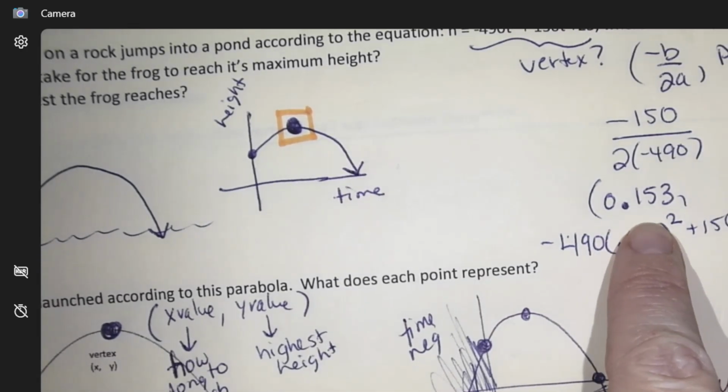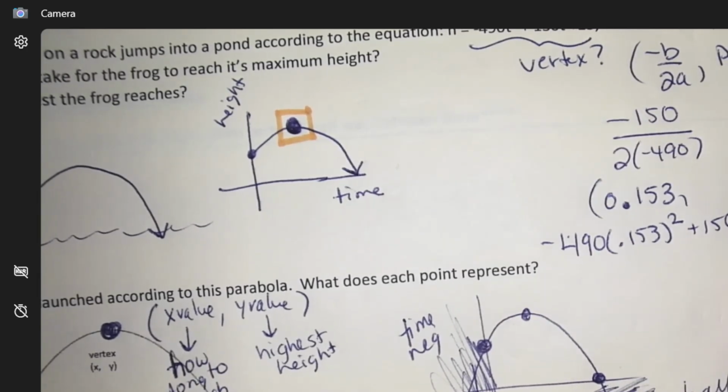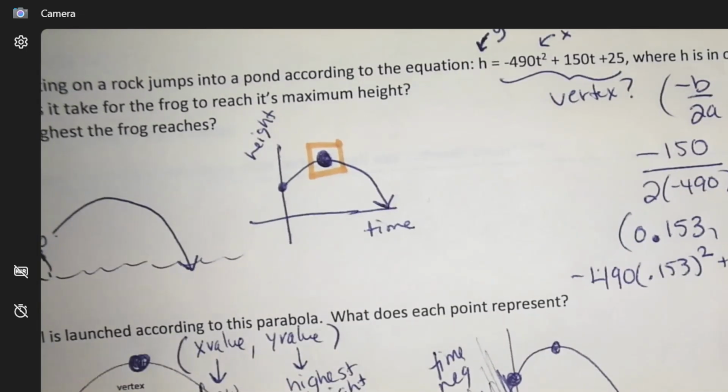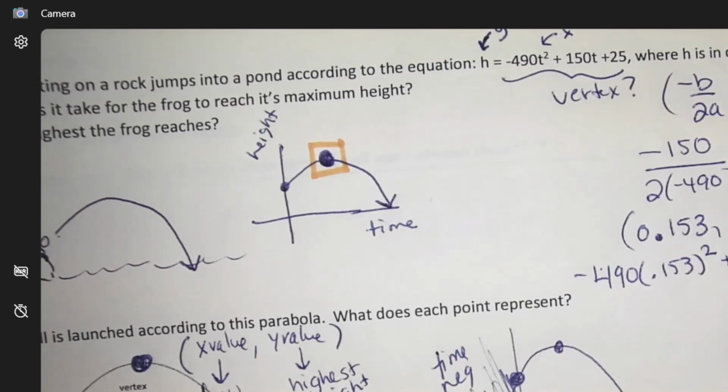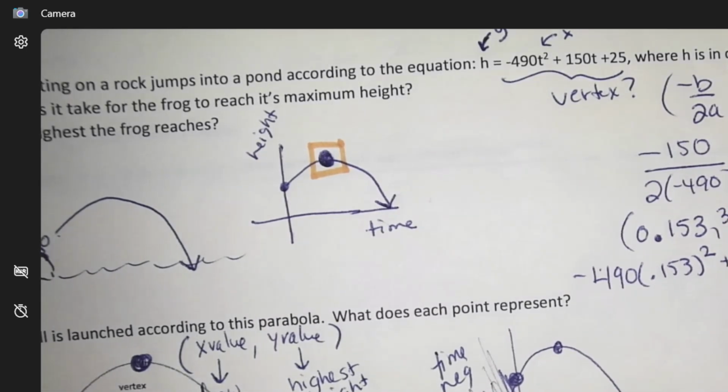Okay, so I have 0.153, that's matching you. And then I have to do a plug-in. So I'm going to do this into my calculator. I'm not a robot, so I'm actually not going to do that one. Can you believe that? With mental math. So there we go. That's my vertex.